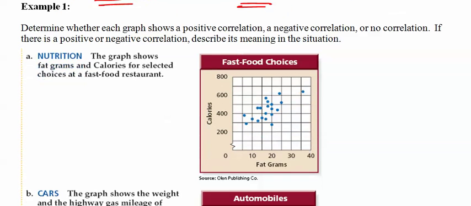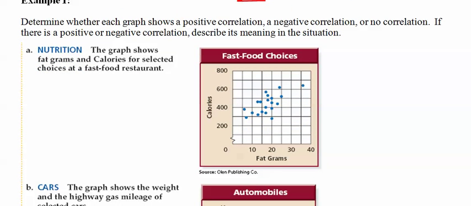Determine whether each graph shows a positive correlation, a negative correlation, or no correlation. This one looks positive, kinda. So, I love the "ish" at the end of many of my words. Positive-ish. I mean, it definitely goes up to the right, but when you get this data point way out here, you got some interesting things going on.